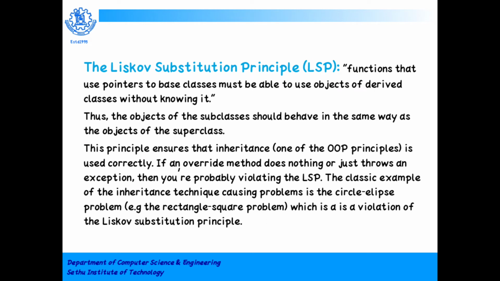The Liskov substitution principle: functions that use pointers to a base class must be able to use objects of a derived class without knowing it. Thus, the objects of the subclasses should behave in the same way as the objects of the superclass. This principle ensures that inheritance is used correctly. If an overridden method does nothing or just throws an exception, then you are probably violating the LSP. The classic example of inheritance causing problems is the circle-ellipse problem. Another example, the rectangle-square problem, is a violation of the Liskov substitution principle.